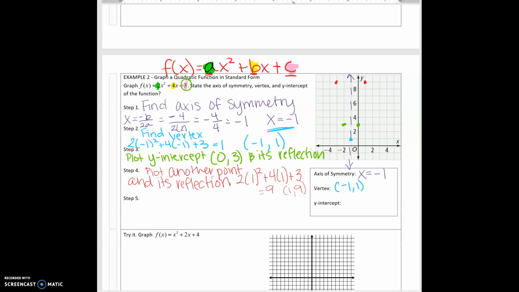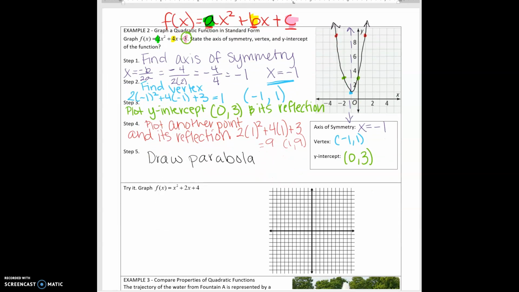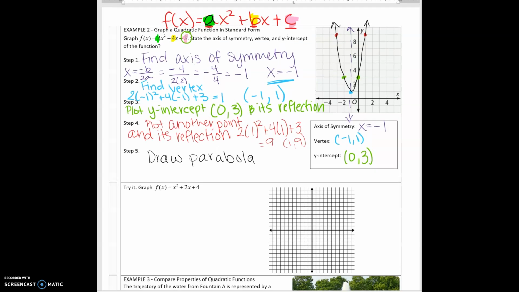And then after that, just go ahead and draw your parabola. Okay, so that is everything we needed to graph it. With using those steps, go ahead and graph this one here. Pause the video and give that a try.